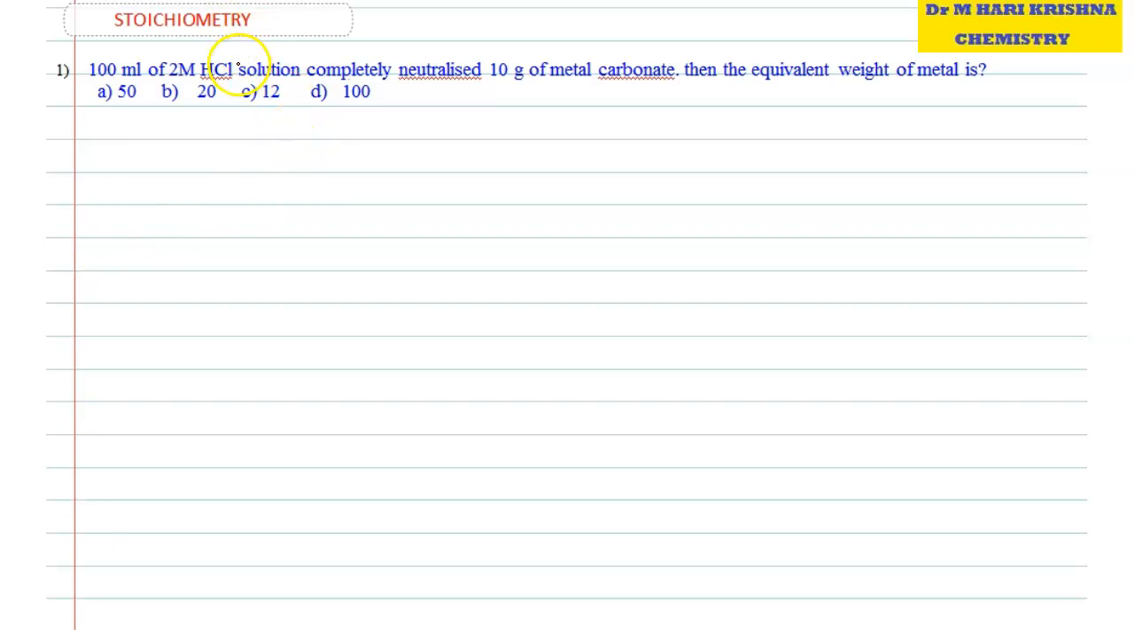100 ml of 2 molar HCl solution. That means they have given the molarity and volume. For that solution to be completely neutralized, 10 grams of metal carbonate is used. Then the equivalent weight of the metal is? So, direct formula.